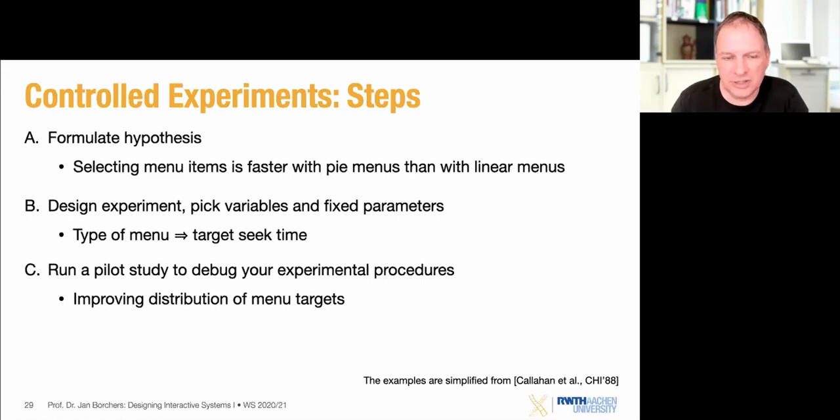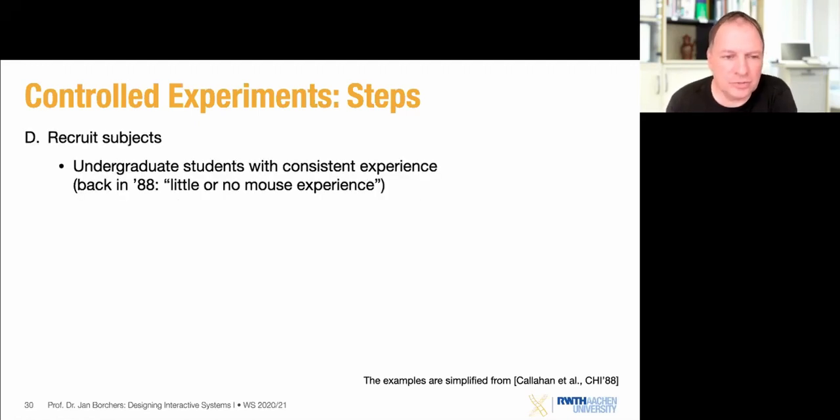Once you fix that, maybe you've had to improve the distribution of your menu targets to make it less biased, whatever it might be. And then you go into recruiting your subjects. For example, a lot of times, I think in research studies, the subjects are undergraduate computer scientists, right? Or psychology students that just happen to be around. Somebody once said that the best studied population on Earth are undergraduate psychology students, because they're always being used as test subjects in any kind of study that researchers need to run.